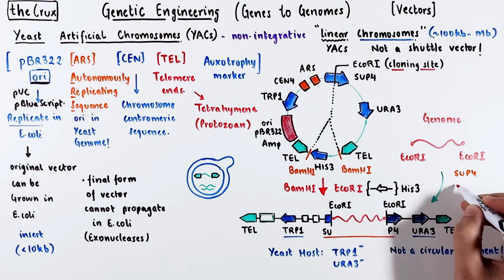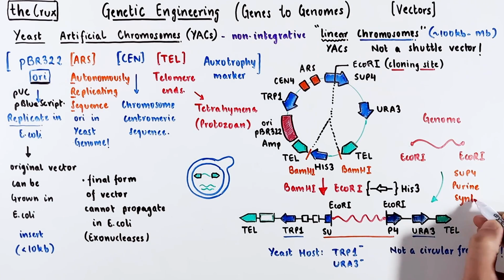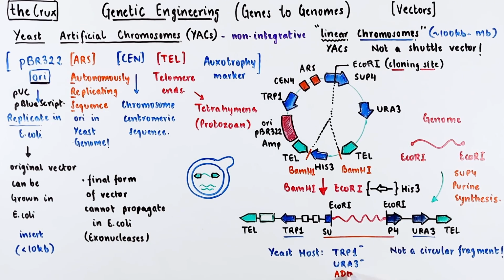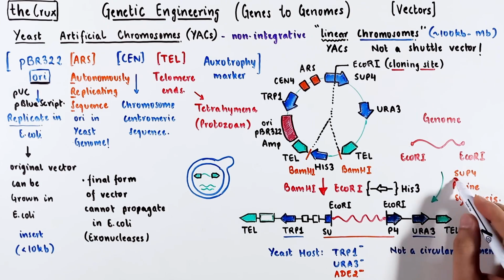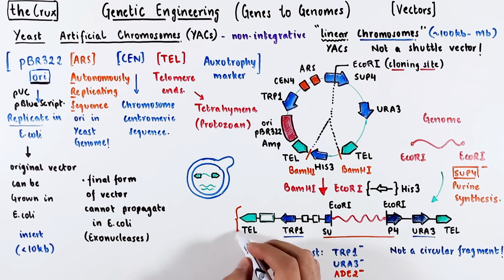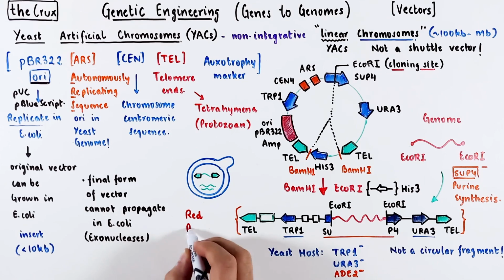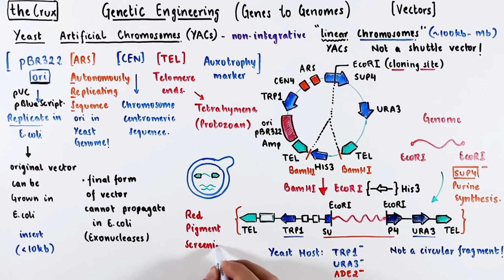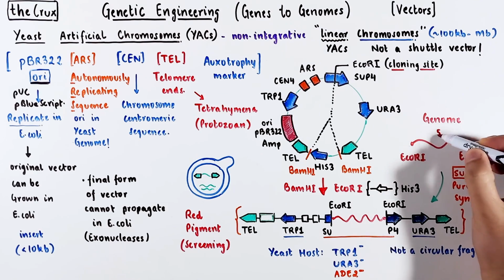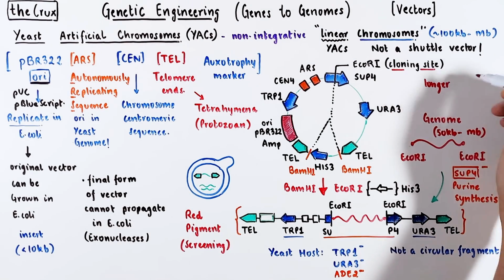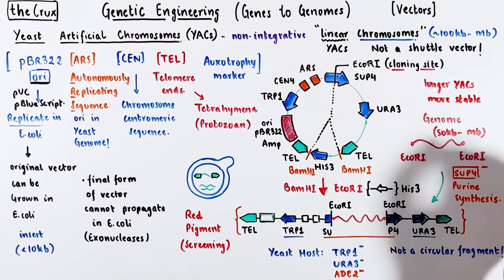SUP4 is a suppressor of the mutation in one of the genes involved in purine synthesis called ADE2. The short end of the story is that if you have a split SUP4, as you do by inserting a fragment in the vector, the host ADE2 mutation cannot be suppressed, and the cells that have insertionally inactivated SUP4 accumulate a red pigment. This is a way to screen for yeast that have a YAC. Typically, the longer the genomic fragment, the more stable it is in the YAC form.